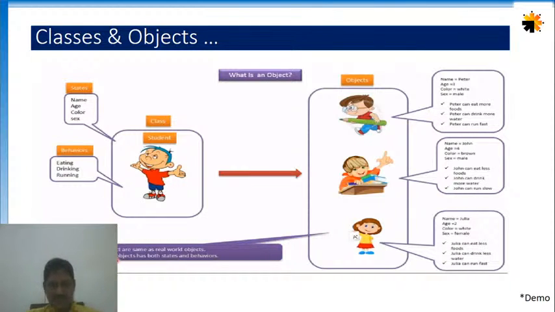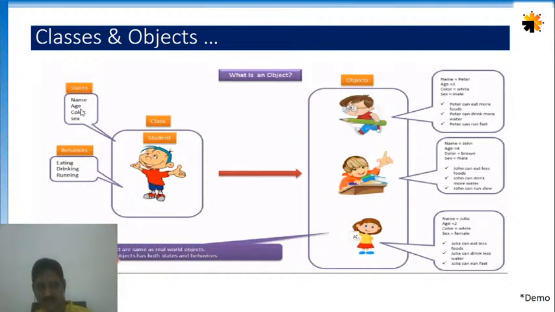Based on the student classification, here you can find some three kids. These are the objects. Objects of what? Student. The first boy is the object by name Peter, where name is available, here also name is available. His name is Peter, his age is 3, his color is white, and sex is male. What can Peter do? Peter's properties are Peter, 3, white, and male. And what can Peter do? Peter can eat more food because eating is one of the functionalities. Peter can drink more water because drinking is one of the functionalities. And Peter can run fast, running property.